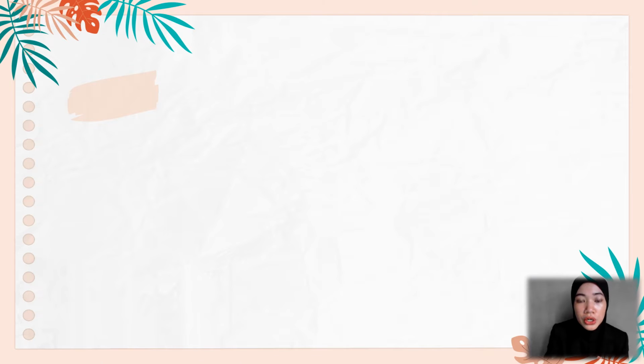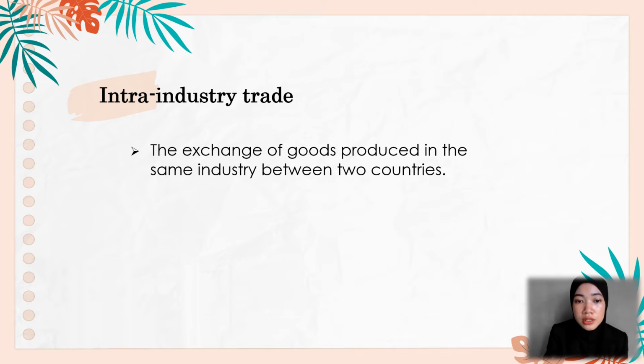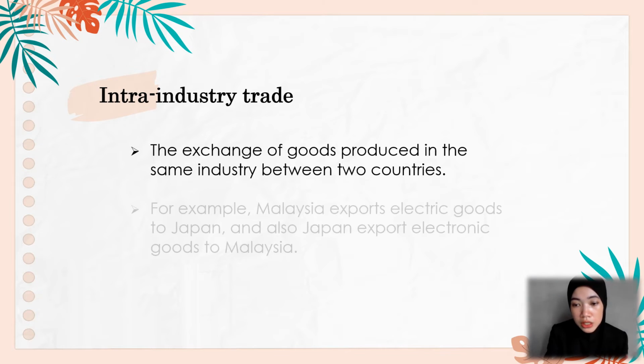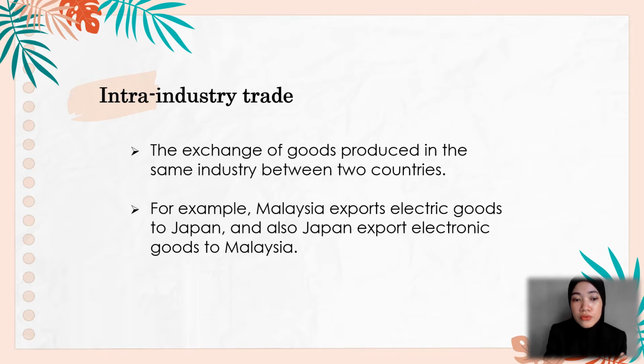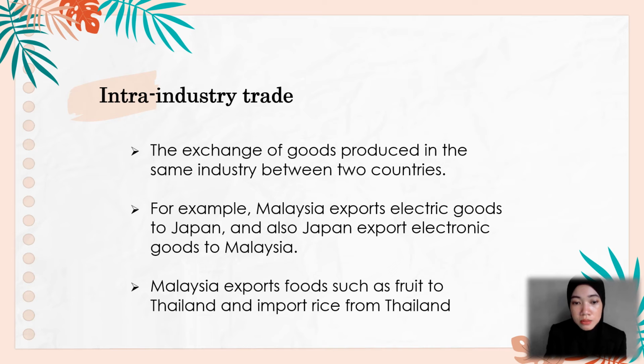For example, Malaysia exports shoes to Europe and imports cars from Europe. Then the next slide is intra-industry trade. What is intra-industry trade? The exchange of goods produced in the same industry between two countries. For example, Malaysia exports electrical goods to Japan, and Japan also exports electronic goods to Malaysia. Another example is Malaysia exports food such as fruit to Thailand and imports rice from Thailand.